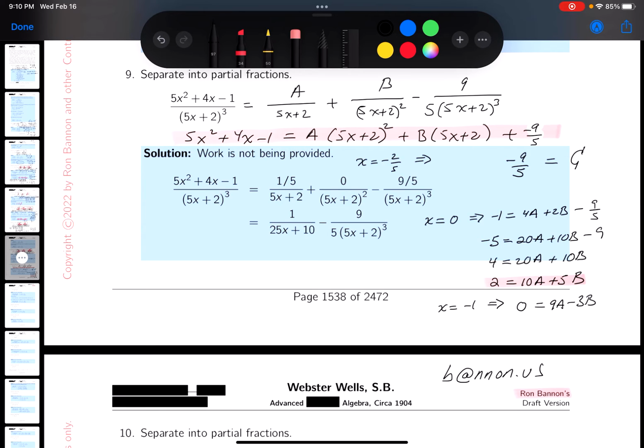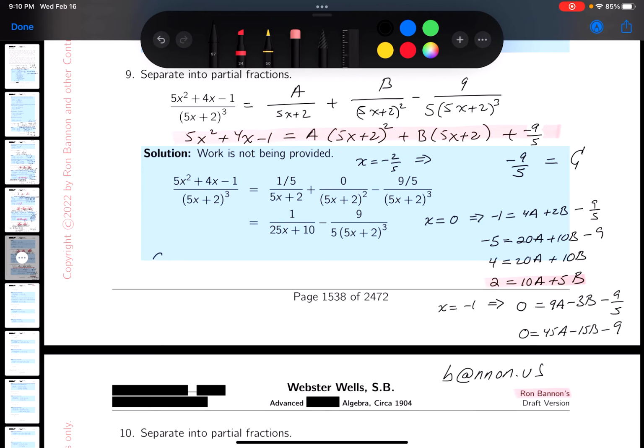And then what do I get? -9/5. All right? It kind of looks awful. I realize that. I'm still going to do the same thing. Multiply both sides by 5. You get 0 equals 45a minus 15b minus 9. Well, I'm going to add 9 to both sides.